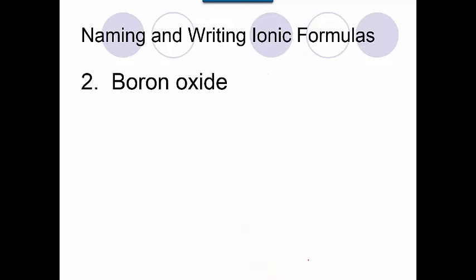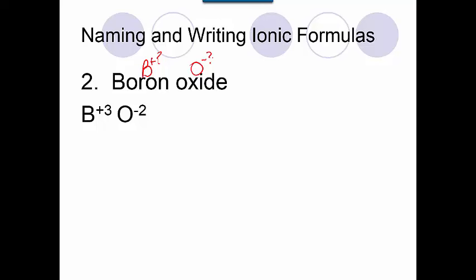Let's do some more. So we have boron oxide. So boron is the element B, and oxide is the element O. And we should know from where they are on the periodic table that we need to have a charge on these. So we need to look at the charges on our periodic table, and you should find that it's a +3 on boron and a -2 on oxygen.